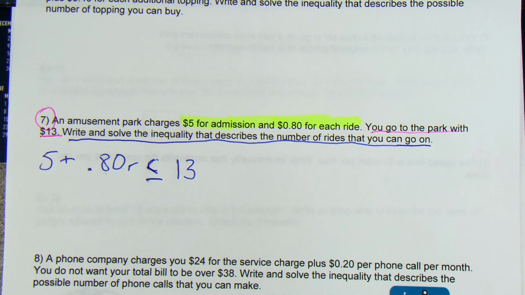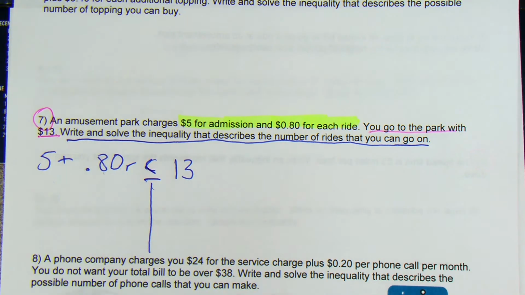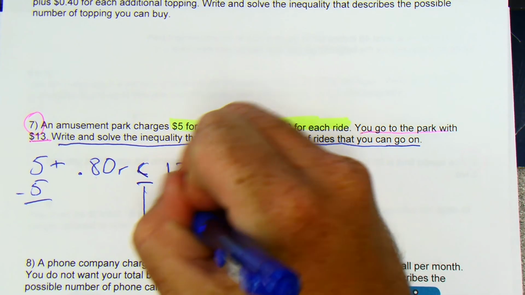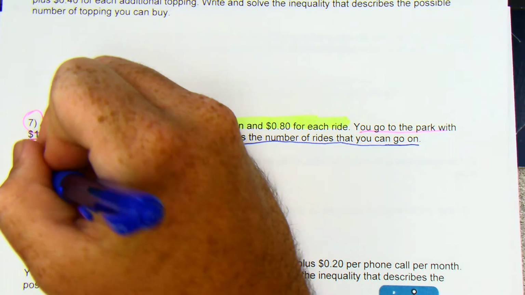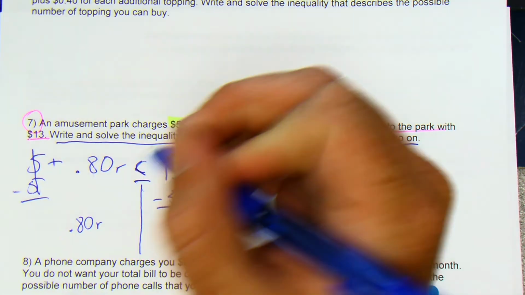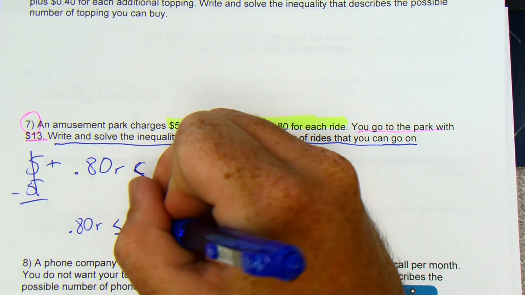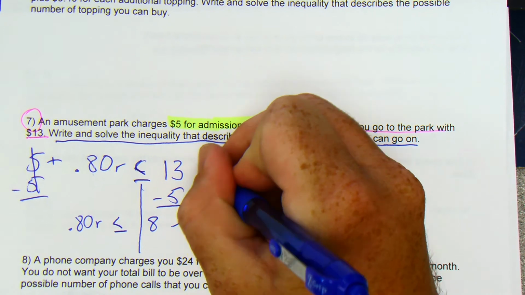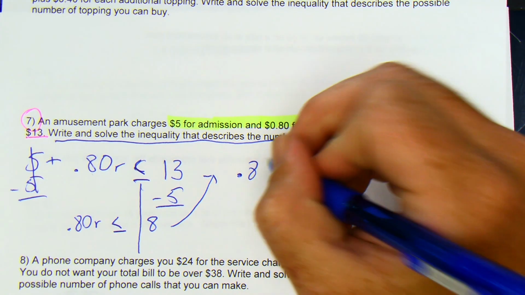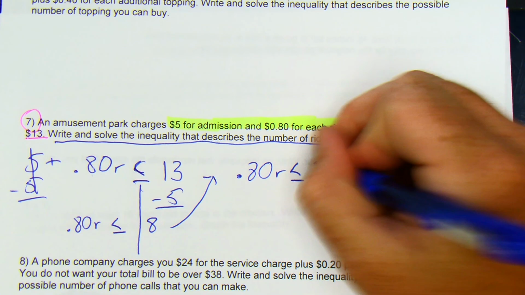Now to solve this, I first want to move what is not attached to my variable, which is this 5. It's a positive 5, so I'm going to do a negative 5 on both sides of my inequality sign. 5 minus 5 is 0. I'm left with 0.80R is less than or equal to, and 13 minus 5 gives me 8. I'm going to move this over here so I have a little more room to work with. So now I have 0.80R is less than or equal to 8.